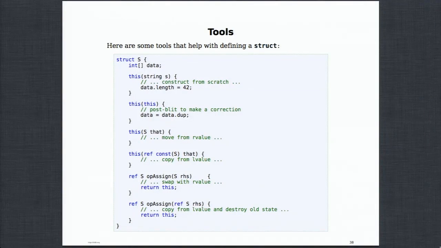And then you have the op assigns. Again, if this is by value and this is by ref, swap with what is given to you so that your old state goes to that. And when it goes out of scope, you destroy your old state. And this one is for copying from an Lvalue. You must make a copy of what is given to you, and you must also either destroy your old state explicitly or rely on the garbage collector, however your members are.